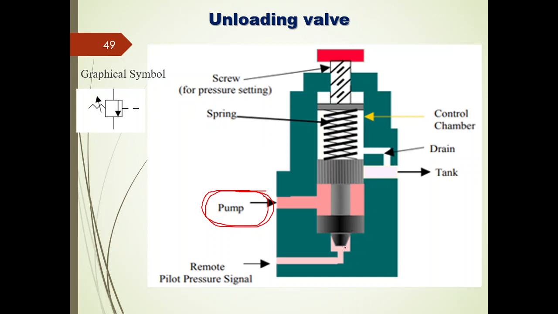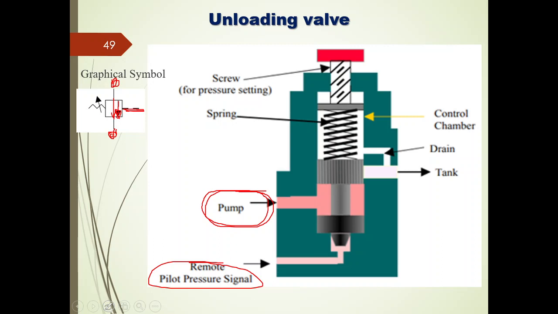Whenever we apply a sufficient amount of pilot signal, only then will there be a movement of hydraulic fluid from the pump port to the tank port, right? This is what has been represented in the symbol here also, right? So this is in the off center position. There will not be a connection from one end to another end. Once I apply the pilot signal here, only then will it move to the center position, so that I will have the connection from this end to this end, right?